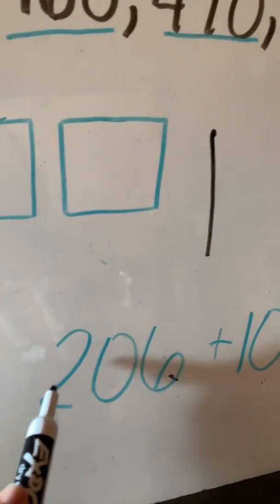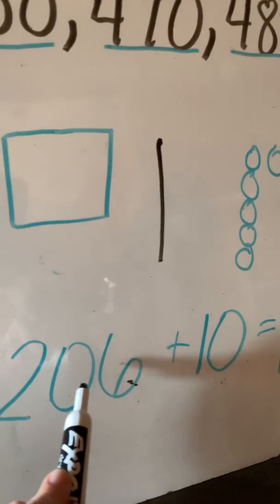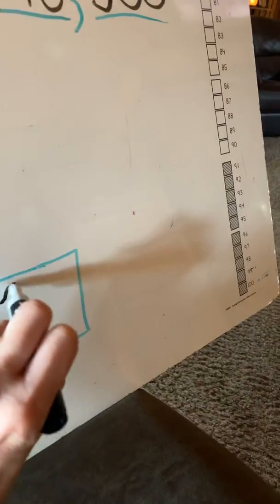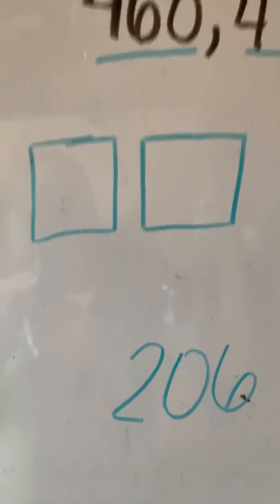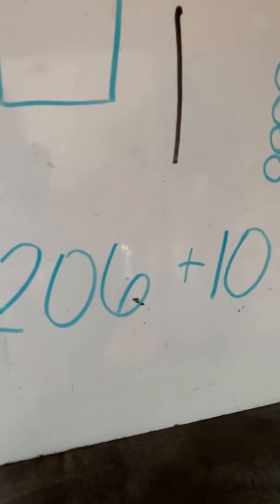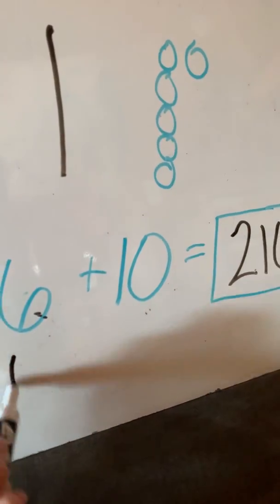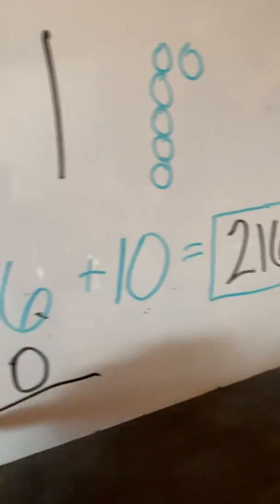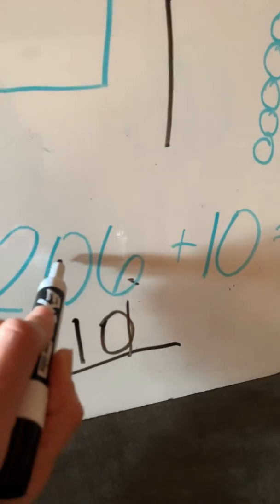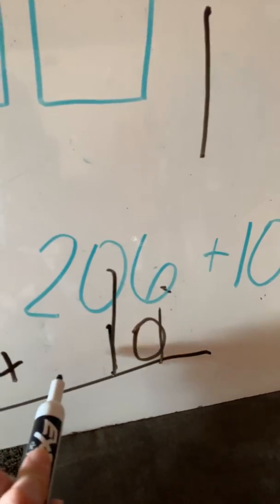We're not going to change the hundreds at all. We're simply adding a 10. So this new number becomes 216. 200 plus 10 plus 6 would be 216. So it helps, boys and girls, to sometimes line up the numbers like this, so we can clearly see our ones, our tens, and our hundreds.